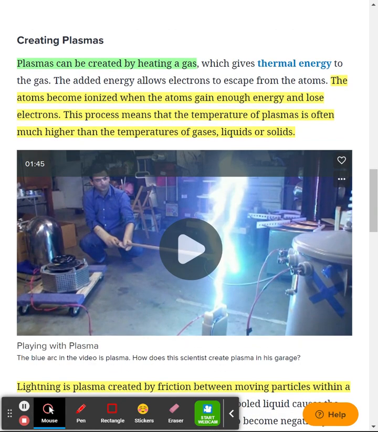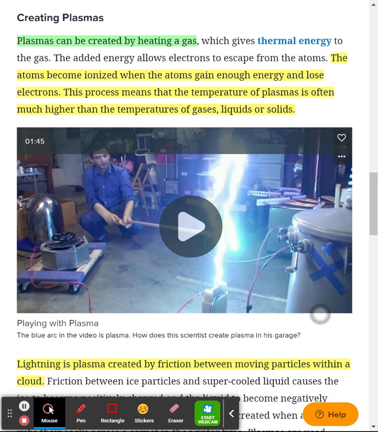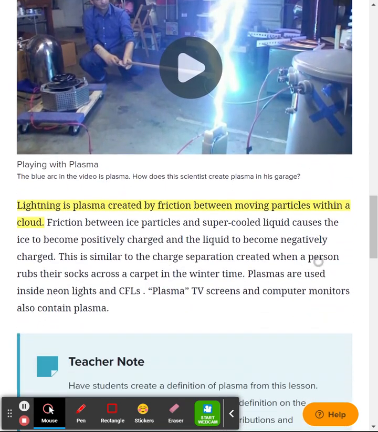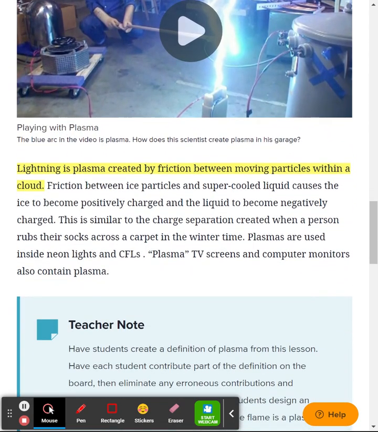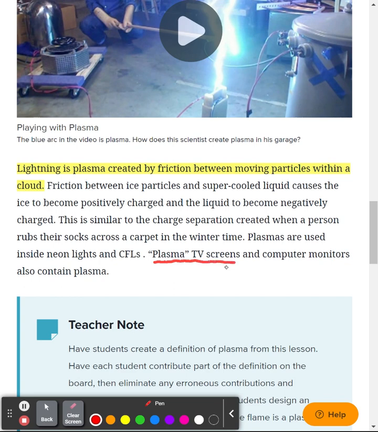And in this video here, you can see this person who is creating plasma. Looks just like lightning, huh? And there you go. You can see in the next paragraph, lightning is plasma created by friction between moving particles within a cloud. Plasma TVs use plasma. Plasmas in neon lights and common fluorescent lights also use plasma. Some examples of where we see plasma.